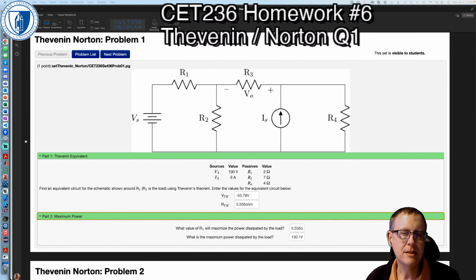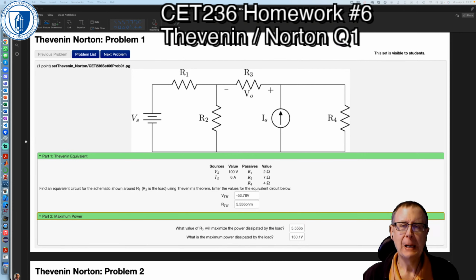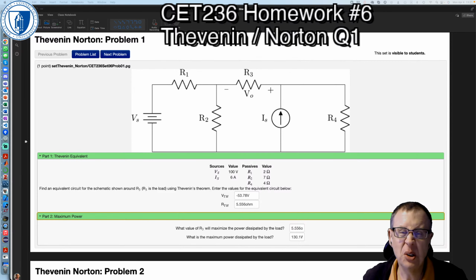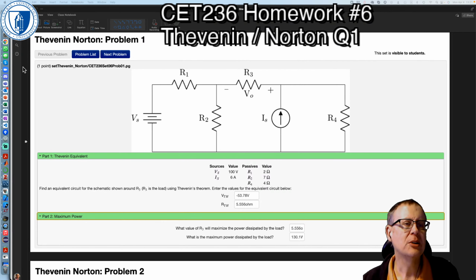Okay, this is the video for question 1 on the Thevenin Norton homework. So here we are, we've got a circuit and we've got resistors R1 through R4, we've got a voltage source, we've got a current source, and the first thing you've usually got to do with these is figure out which one is the reference.